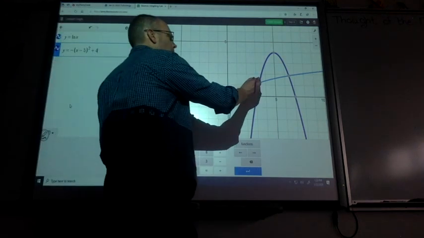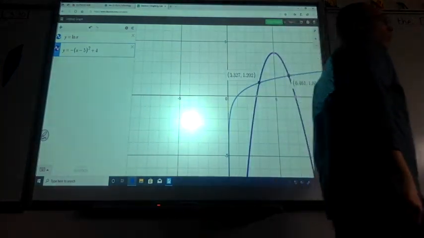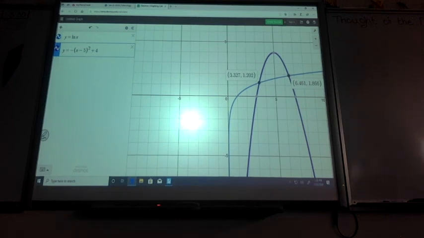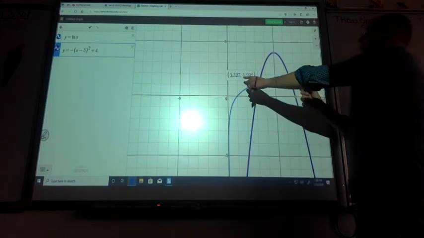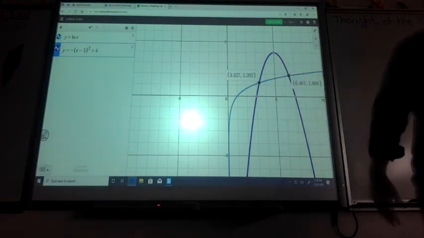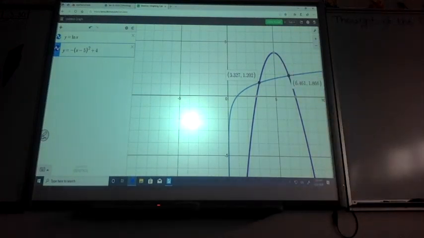So, what are my two answers? 3.2. There you go. 6.461. So it's just the x component. We only care about the x component. And I kind of like that I got a purple line. That's pretty sweet. I don't know what I did right or wrong to get a purple line, but hey, I got a purple line. Okay? So that help you on that number?